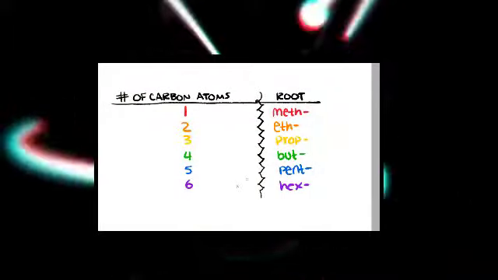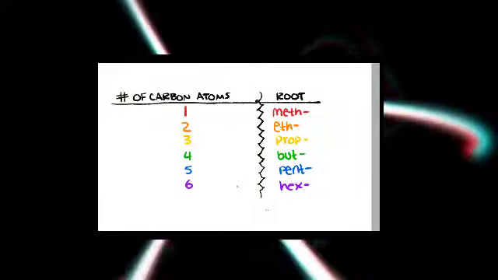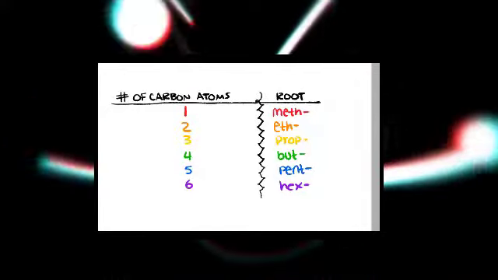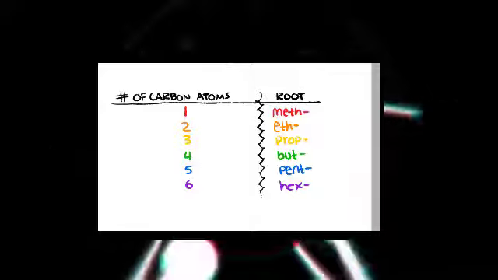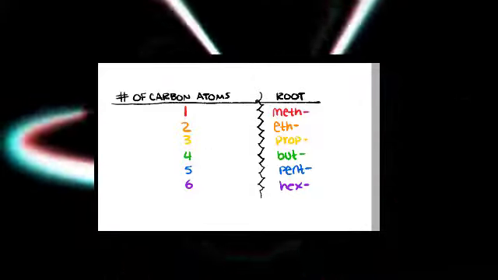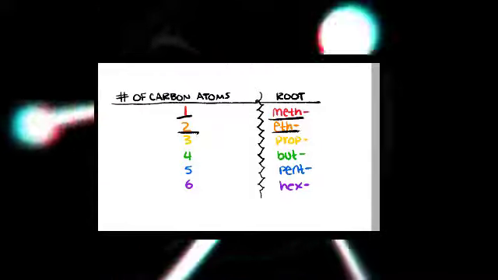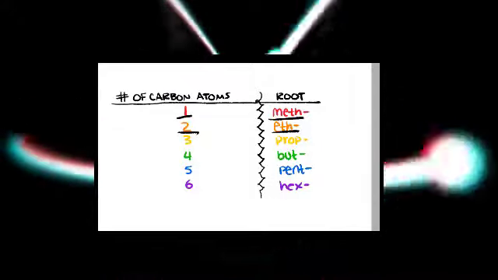When naming organic compounds, you first count the number of carbons in the longest carbon chain. This gives you the root or parent chain. For example, if the longest chain is 1 carbon atom, you use meth. If it has 2, you use eth. If 3, you use prop, etc.